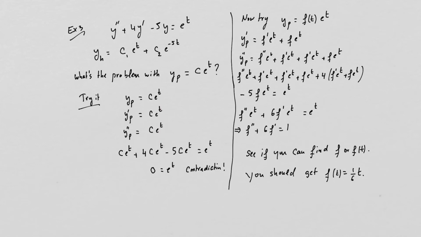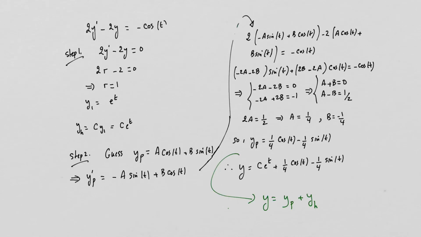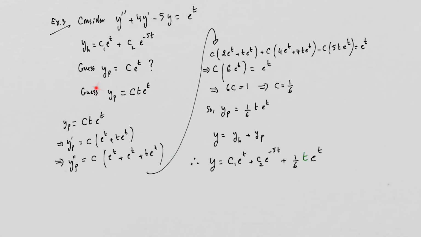In any case, when I plug them in here, C e^t plus 4 C e^t minus 5 C e^t equals the forcing function, I got a contradiction. So this is how you catch yourself. Because e to the t is always a positive quantity, right? It's always a positive quantity. Sorry, my exponential function looks really bad. It can never be 0. So you hit a contradiction, and therefore you have to think about, is there something else I can guess?